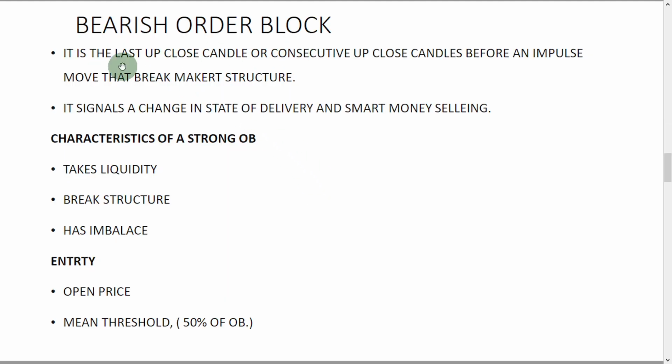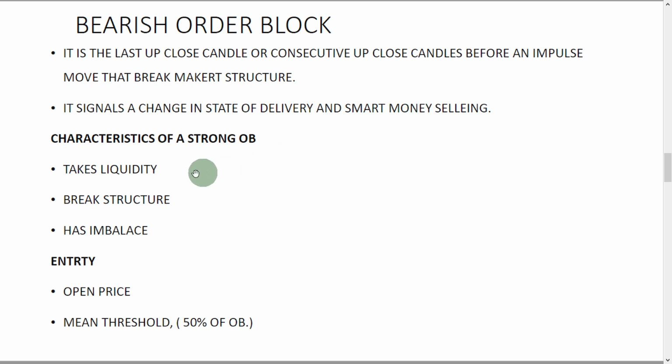Now let's look at a bearish order block. It is the last up close. So for a bullish order block, it was the last down close candle or bearish candle before a break of structure higher. But for a bearish order block, it is the last up close candle or consecutive up close candles before an impulsive move that breaks market structure. I say it signals a change of delivery and smart money selling. If smart money is selling, we want to also be selling because they are moving price and you want to engage the market with them.